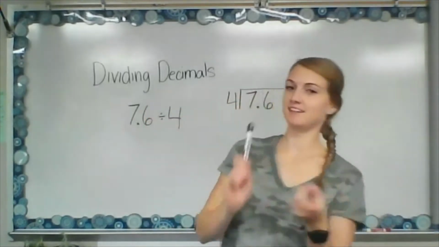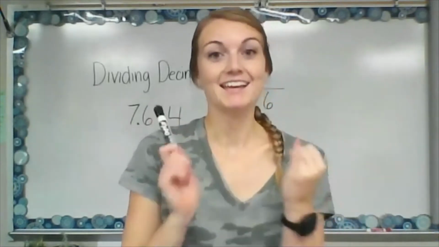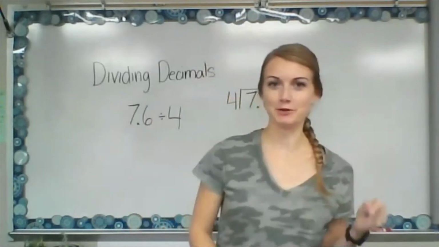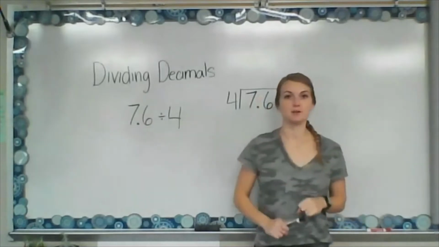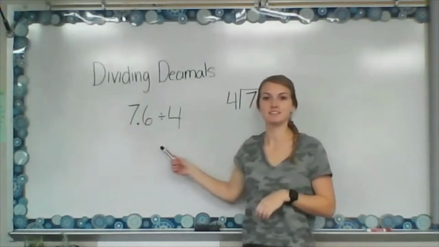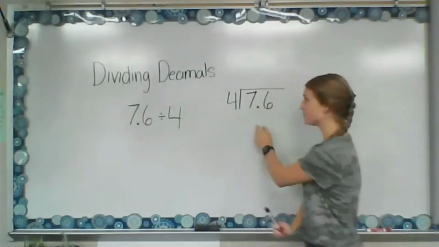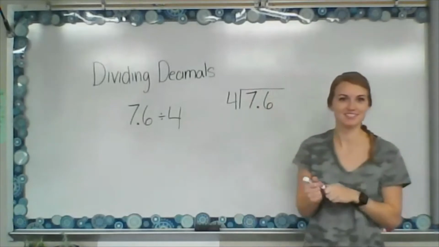So we've done everything: add, subtract, multiply. Now we're dividing decimals. So here we go. Our very first example is 7 6/10 divided by 4. And I already wrote it out for us to make it easier to divide.